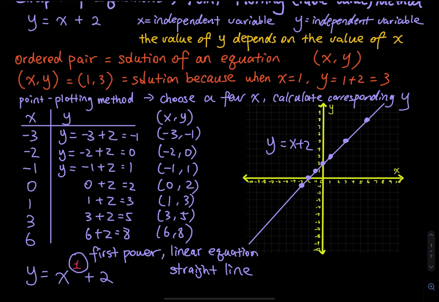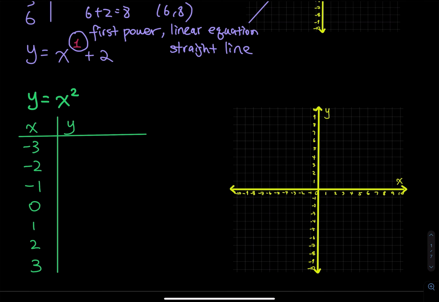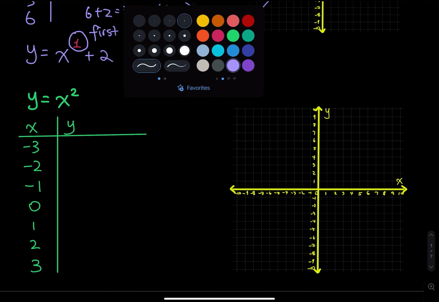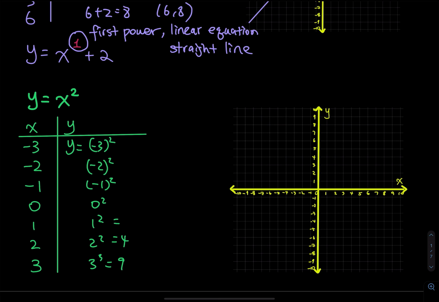Now, what if x is not raised to the first power? So let's say x raised to the second power. Then what does the graph look like? Let's do it. So when x is equal to -3, we have y equals -3 squared. This is -2 squared. This is -1 squared, 0 squared, 1, 2, and 3. So that is 9. This is a 4. This is a 1. We have a 0, 1, 4, 9.